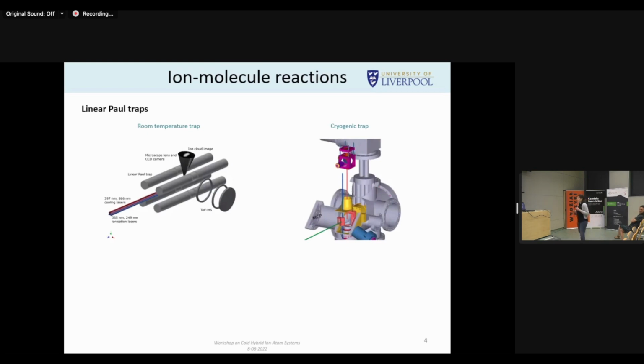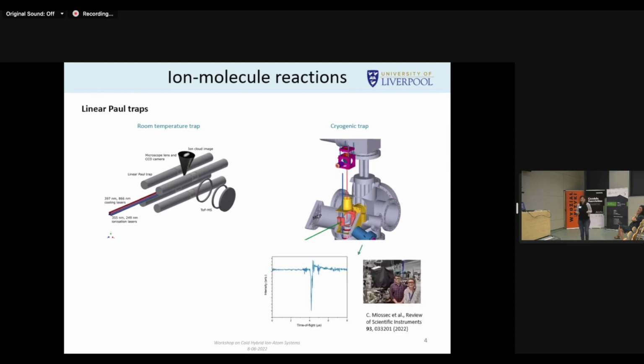In our group, we have at the moment 2 linear Paul traps. One is at room temperature, and the other one is a cryogenic ion trap. This one on the right is the cryogenic, our new ion trap. It's currently under development. You can see here at the center our ion trap, embedded in 2 cryogenic stages. It can reach 10 Kelvin or lower. This is the project that Chloe Mosaic, the PhD student, is working on.